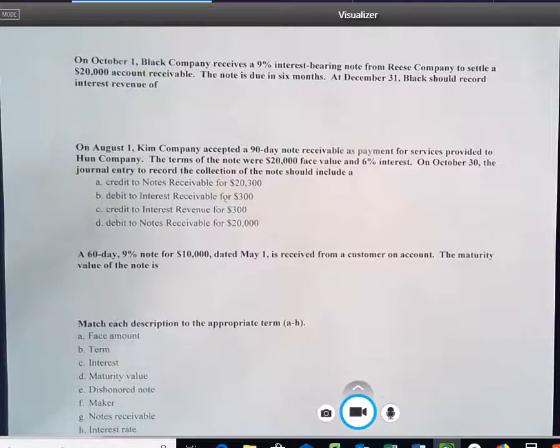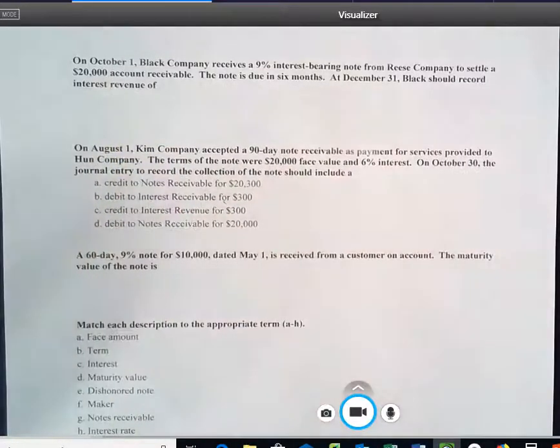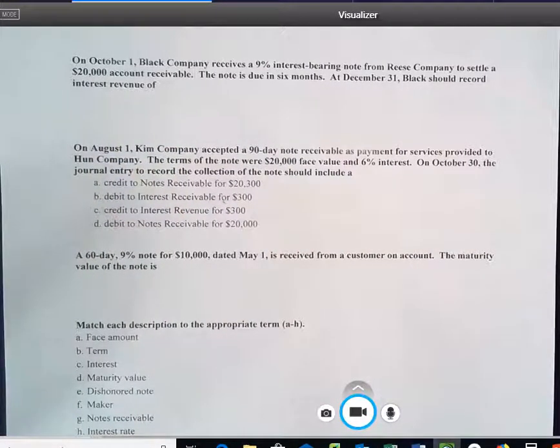All right, let's look at some notes receivable and some of the working parts for note receivables. Let's go ahead and get started on October the 1st. Up here it says Black Company receives a 9% interest-bearing note from Reese Company to settle a $20,000 account receivable. Note is due in 6 months, and then at December the 31st, Black should record interest revenue of, okay, well, this is accrual basis accounting at its finest.